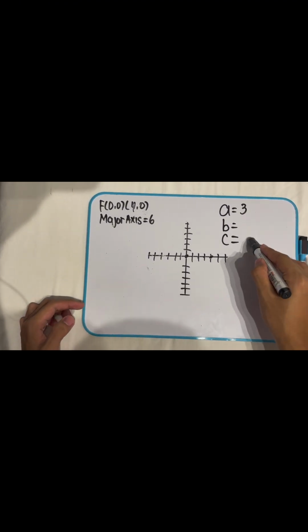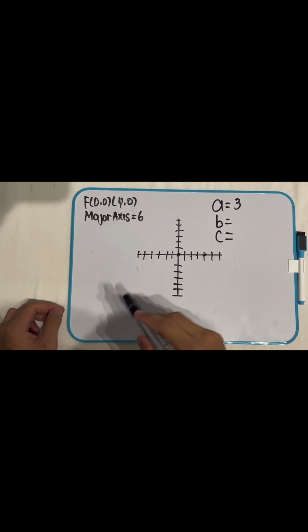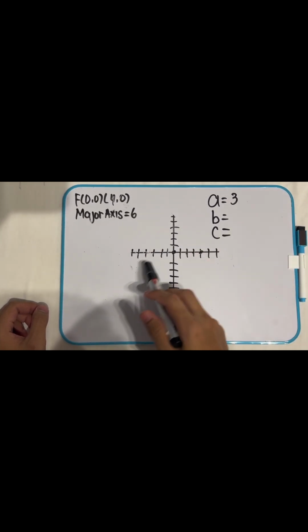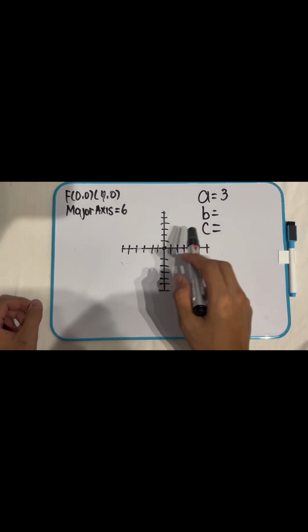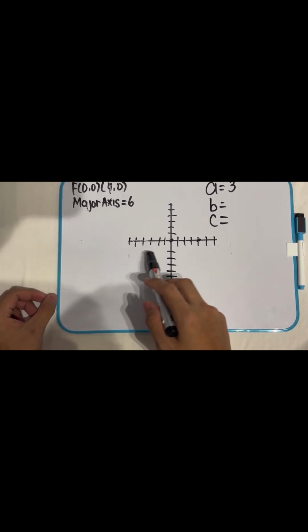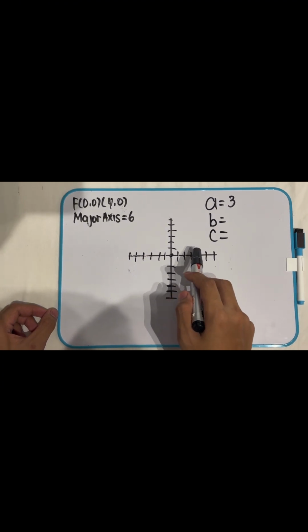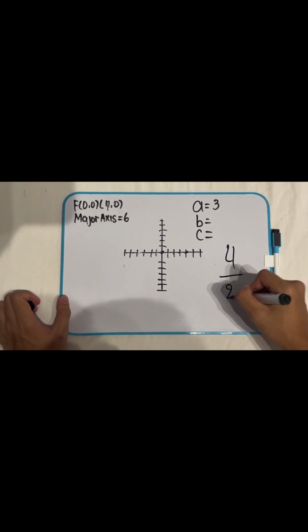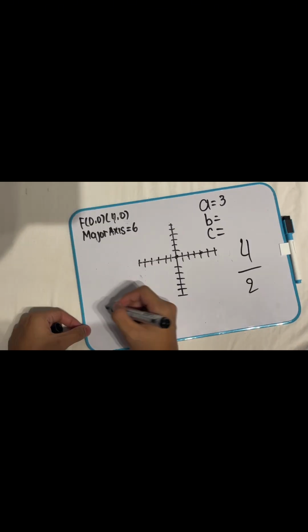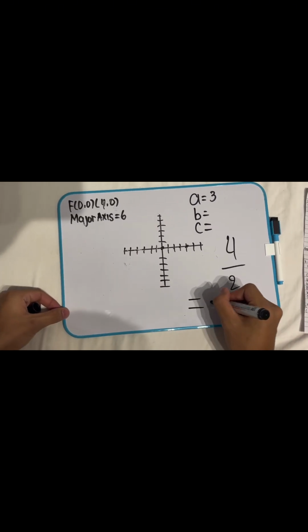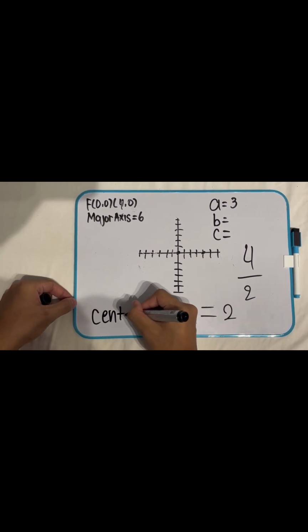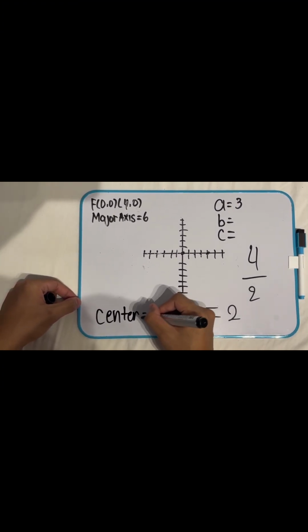Before we go to C, we have to get the center first. To get the center, you have to compute the distance between the foci, which is 1, 2, 3, and 4. So, the distance of the two foci is 4, divided by 2. We get 2. So, our center is 2.